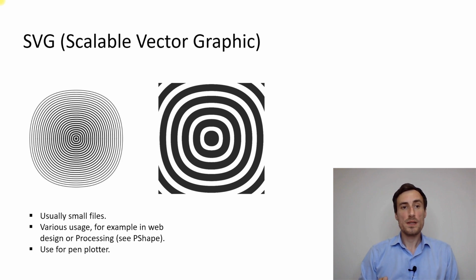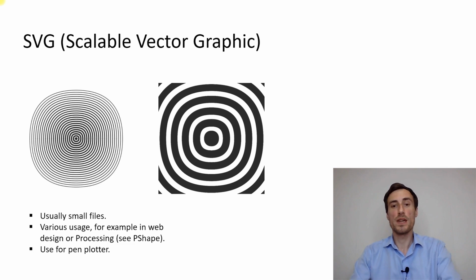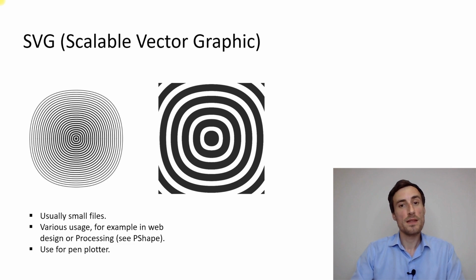The next type is SVG. It's called Scalable Vector Graphic. It's also a very good image type to know, because the files are usually very small, and we can apply this file type in various cases, for example in web design or also in processing. You can see PShape, and I will also do an example on that later. As well, SVG files are kind of better than PDFs for pen plotting.